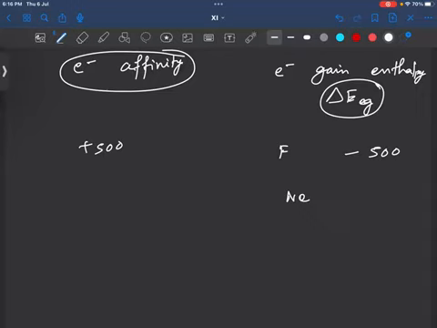Okay, continue. Obviously, ionic bonds will be formed more easily between elements with comparatively low ionization enthalpies and elements with comparatively high negative value of electron gain enthalpy. Okay, everyone write this down. This I have already told you, but write it down again.